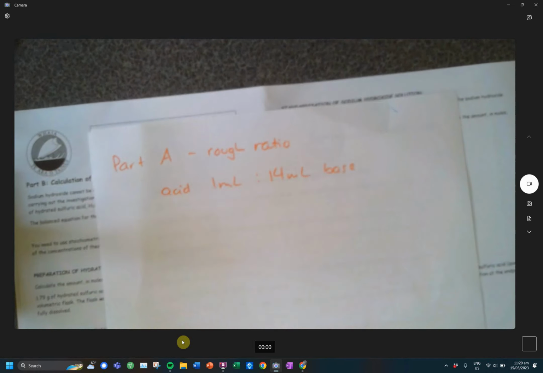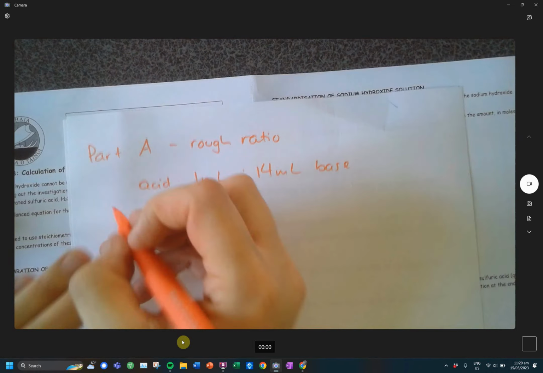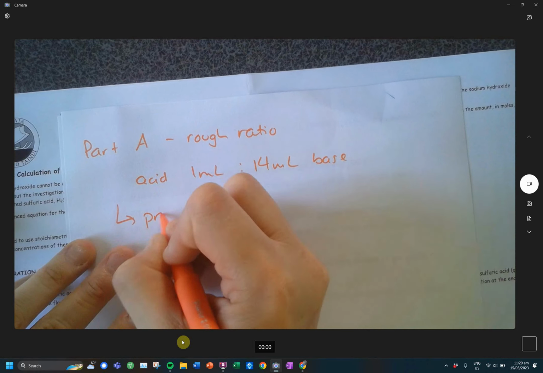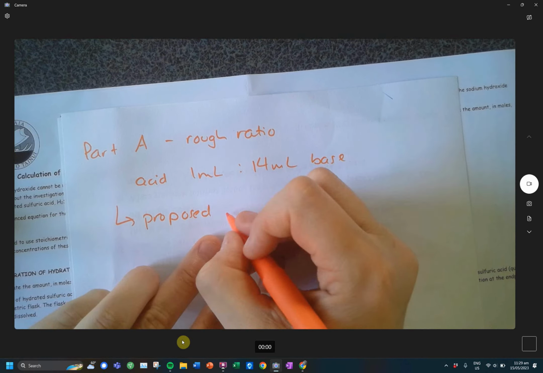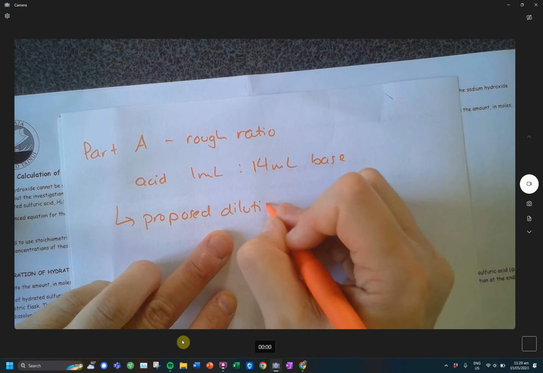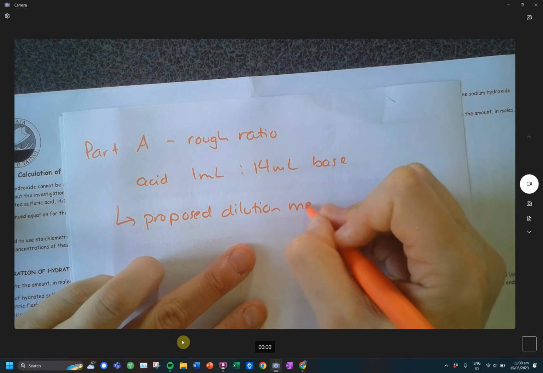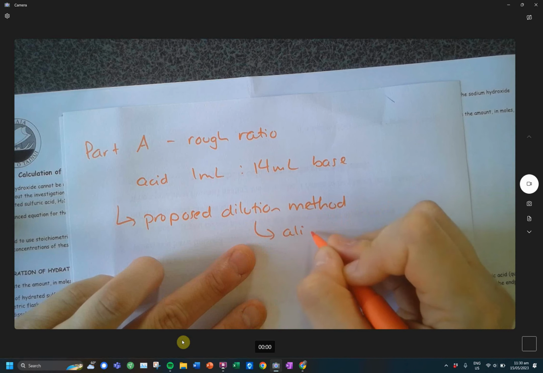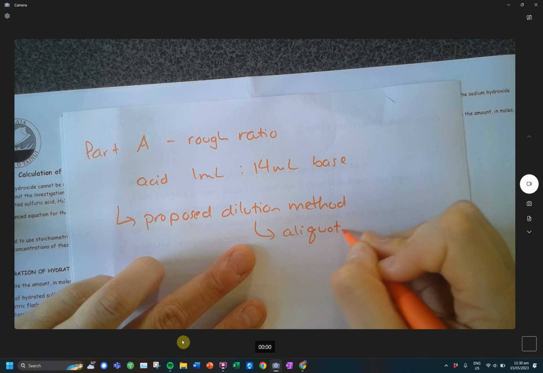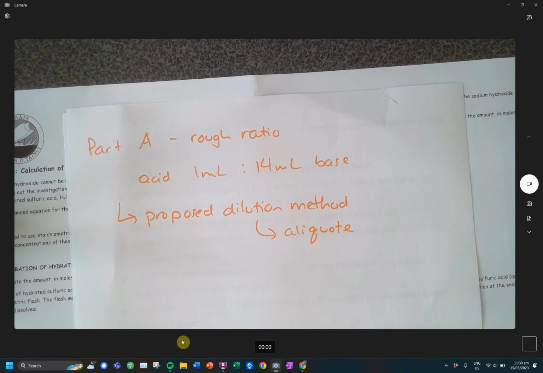After you guys did that, what you then did is you proposed a dilution method. And you took an aliquot of that dilution. Are we okay so far with where we were? Yeah? All right. So there is also part B and there's part C.